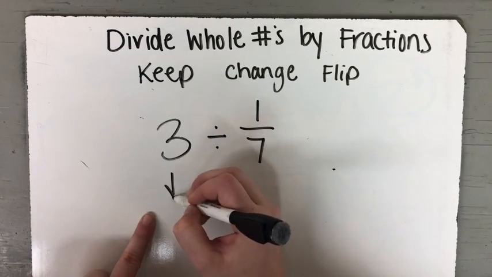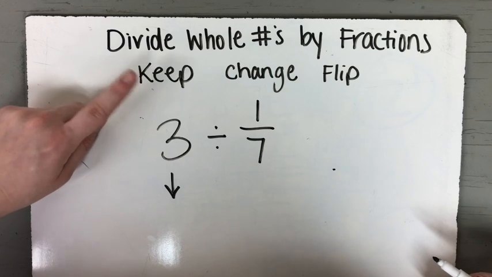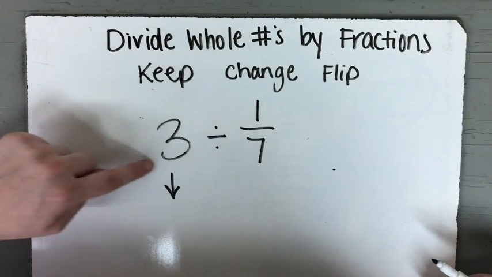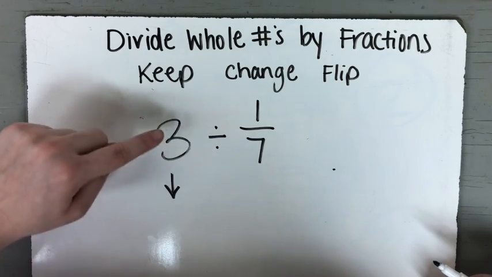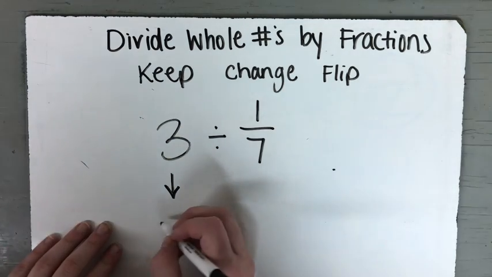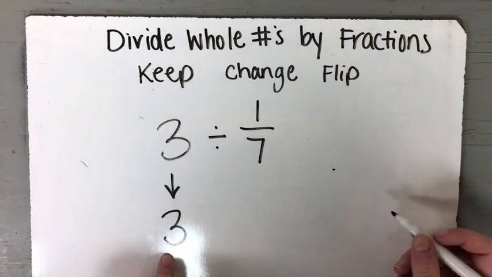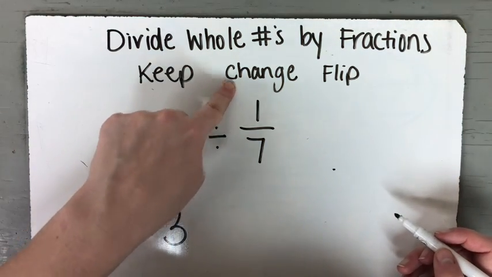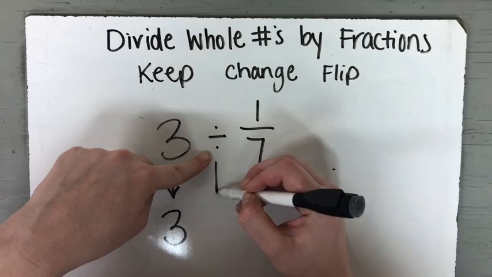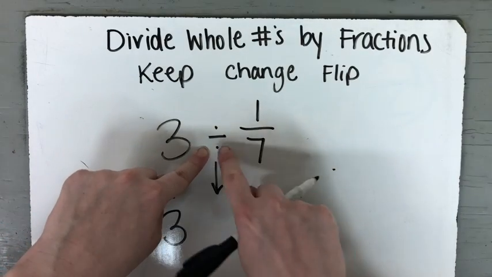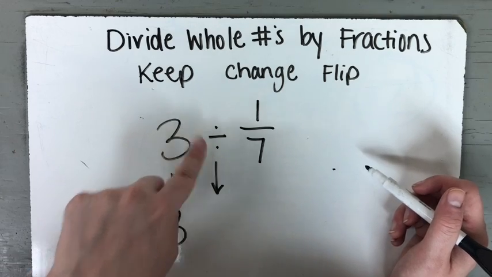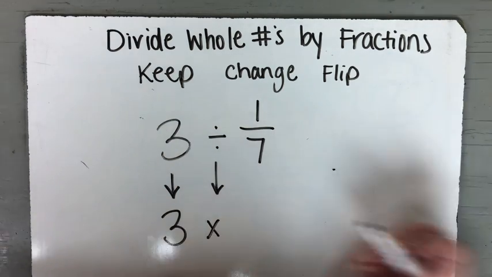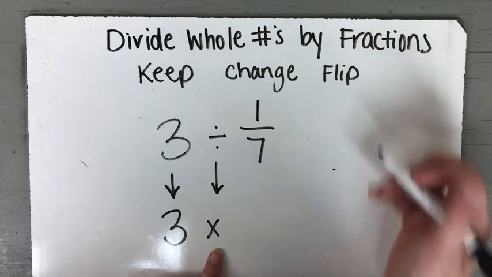I'll do that down here with some arrows. For our first step, we keep. So this first term here, our 3, in this first position, we keep that number the same. We're just going to rewrite 3 as 3. Our change applies to our symbol here. When we divide by fractions, we have to do something special to the symbol. We actually change it to a multiplication symbol.